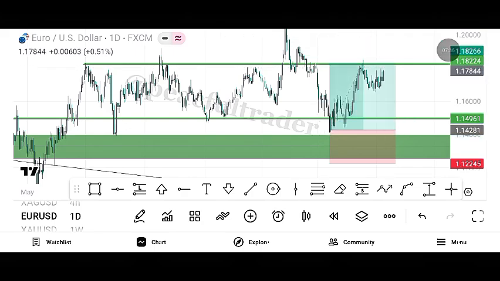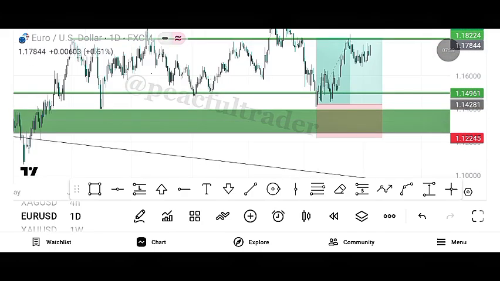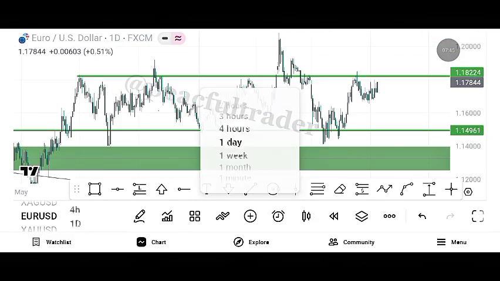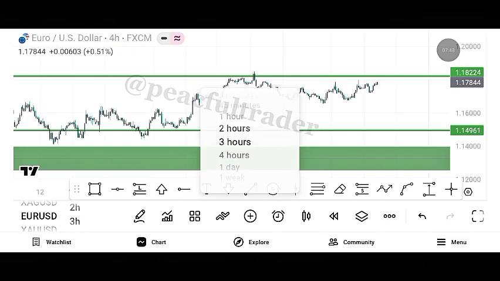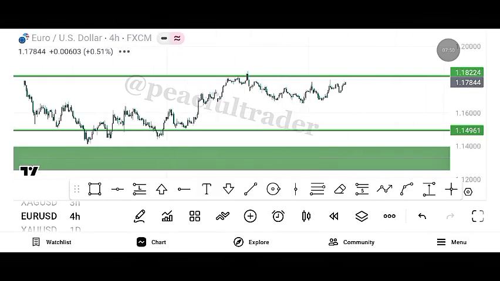But it's not really advisable to catch a trade from a higher time frame. No, I don't catch my trade from a higher time frame. I catch it from a lower time frame to reduce my risk reward. So let's go to the 4-hour time frame to see what's happening.